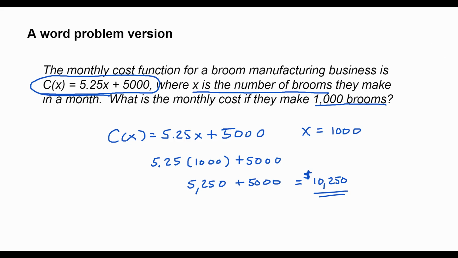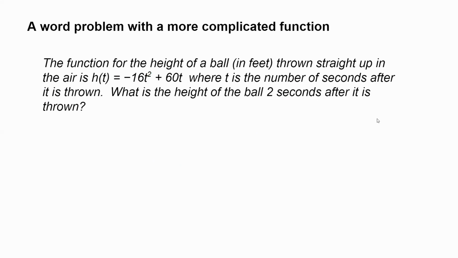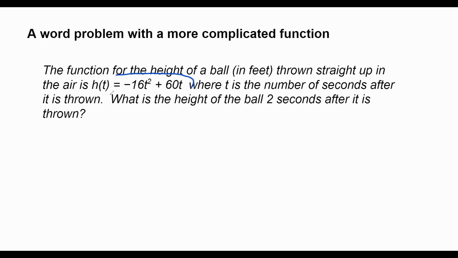Let's look at one that's slightly more complicated. The function for the height of a ball in feet thrown straight up in the air is h of t equals -16 times t squared plus 60 times t, where t is the number of seconds after the ball is thrown. What is the height of the ball 2 seconds after it's thrown? So, kind of more confusing. We have a more difficult function here, but the process is exactly the same.